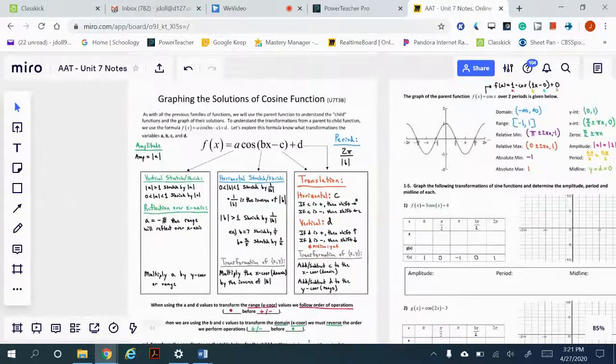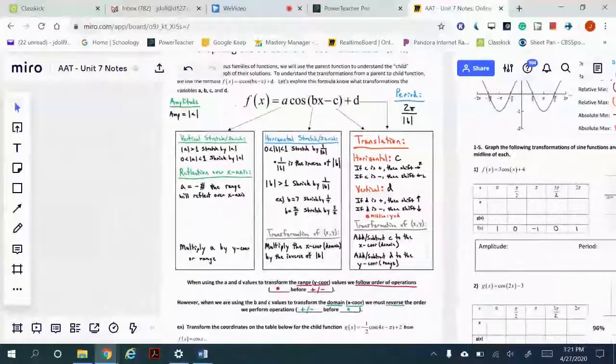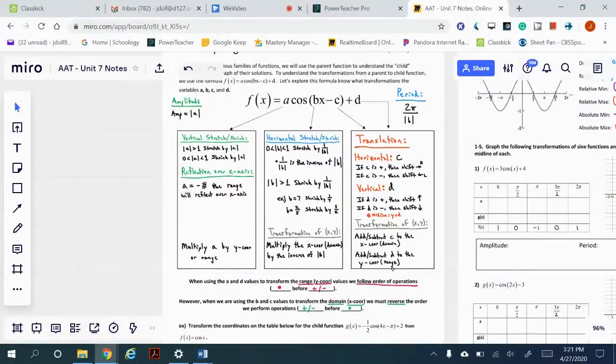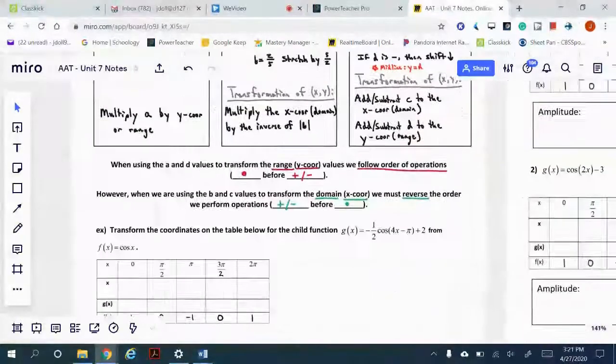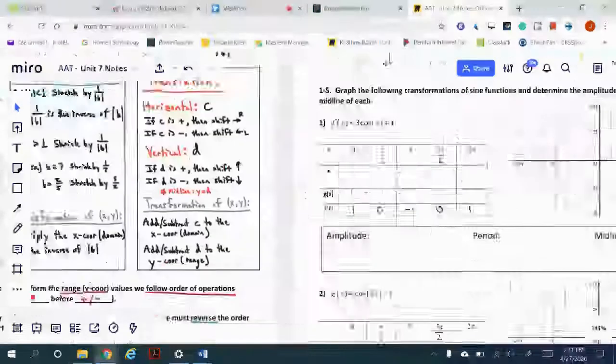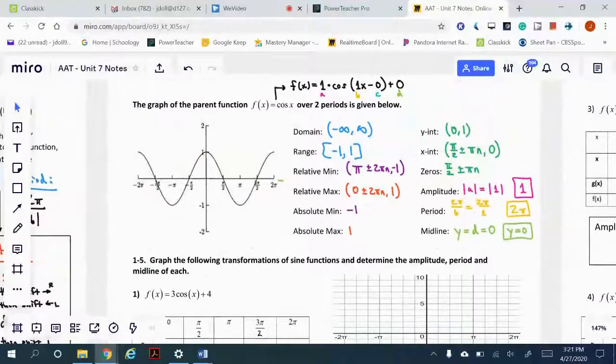So we have our cosine function, and notice the good news, guys. Everything here is exactly the same as the sine function. There's absolutely no difference in transformations: A, B, C, and D, amplitude, period, the way we approach transforming the values on the tables, everything stays the same. What changes, guys, is the parent function.